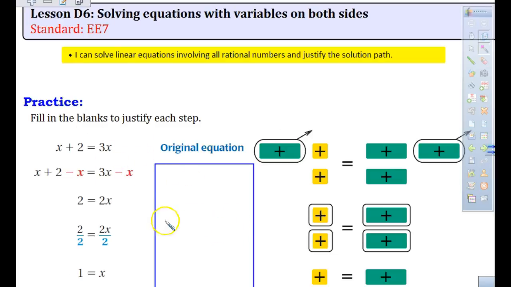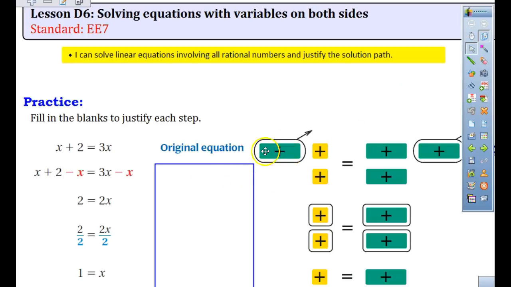You're going to be filling in these blanks. This would be how we modeled the equation the other day when we were doing our algebra tiles. We had x plus 2 is equal to 3x. As we were looking at that, we showed this is our x plus 2 equals 3x's on this side.